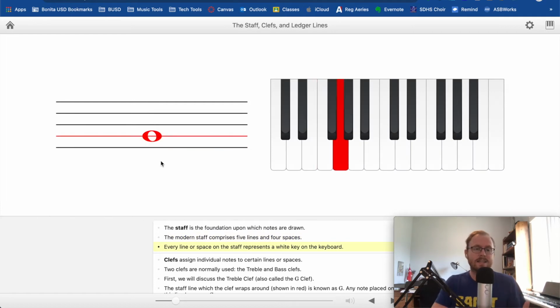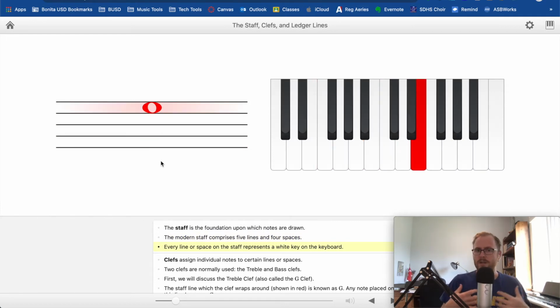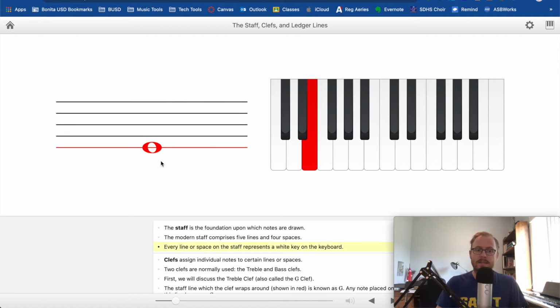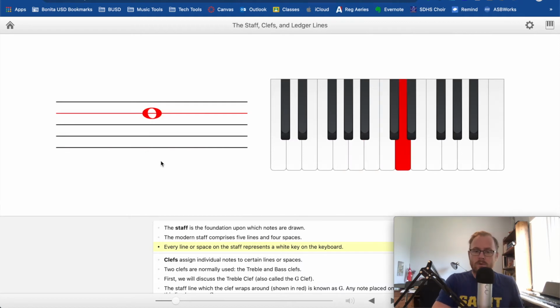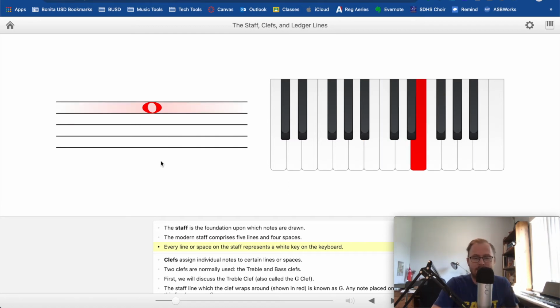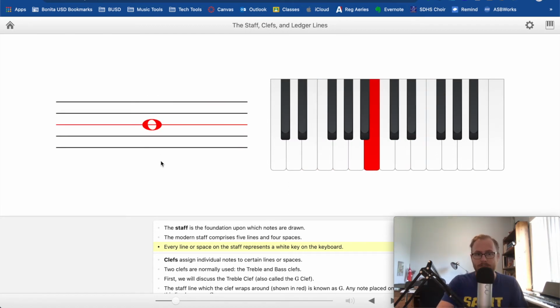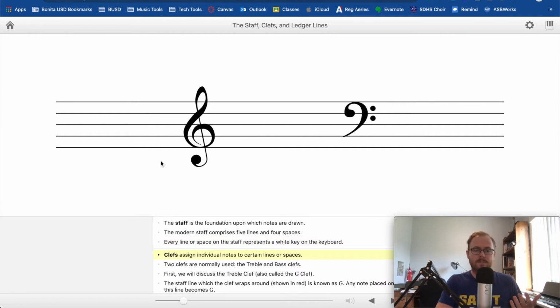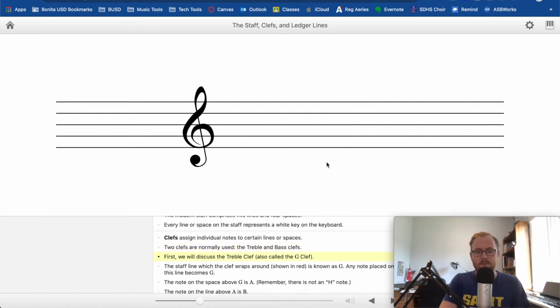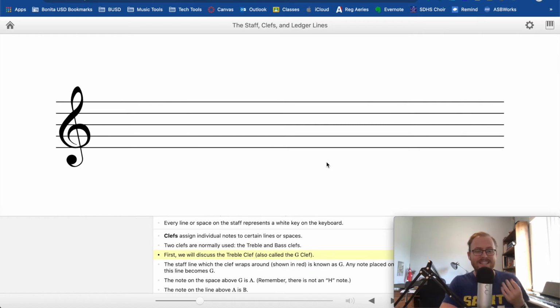Each one of these lines and spaces corresponds to a white note on the piano. A white key on the piano is expressed in these lines and spaces. Now, there's obviously a lot of keys on the piano. You can see over here, I have a whole big old piano with a lot of keys. So the way that we zoom in on specific parts of our music is we add clefs. Clefs allow us to differentiate higher pitches from lower pitches. This one on the left here is our treble clef, and this one here on the right is our bass clef.